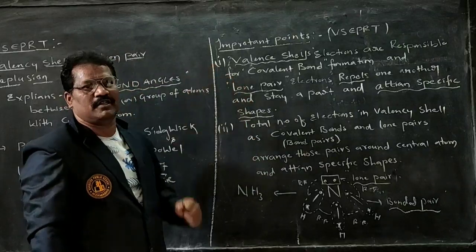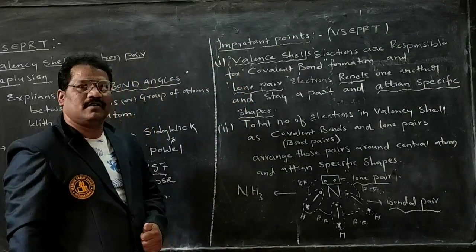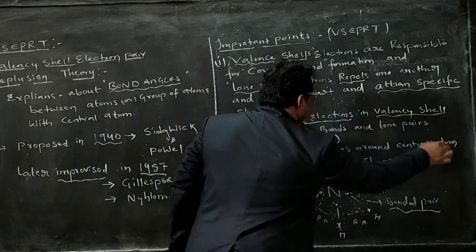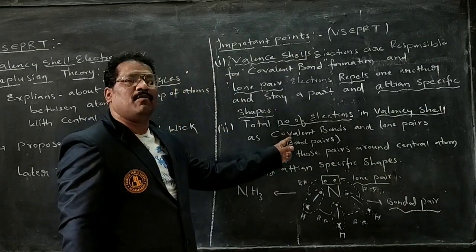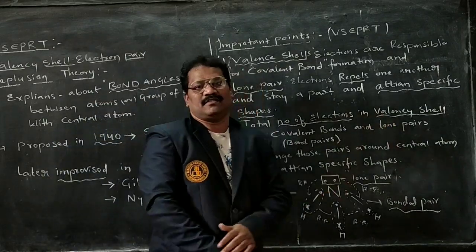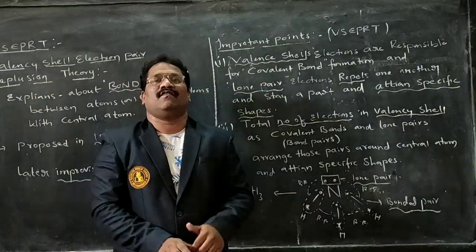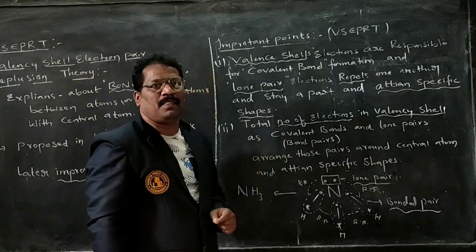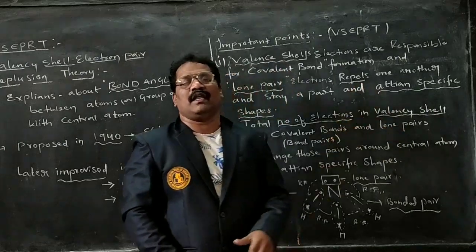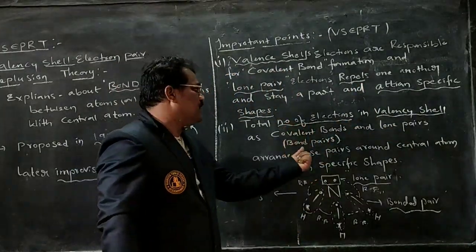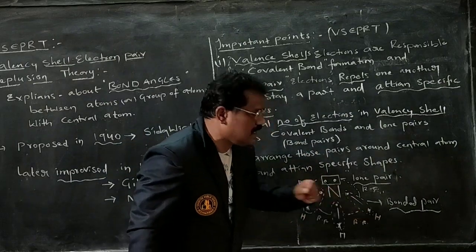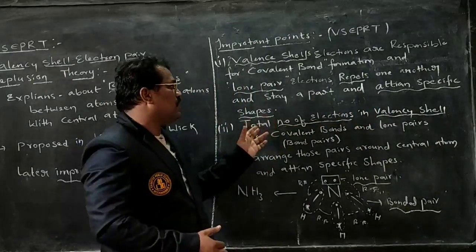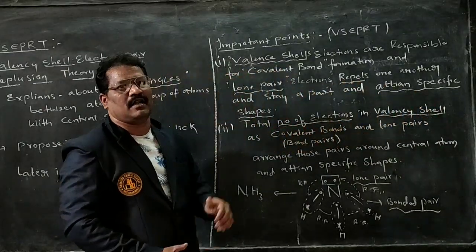That explains the first point. Coming to the second point: the total number of electrons in the valency shell will give us the covalent bonds as well as lone pairs. How many electrons exist in the valency shell represents clearly how many covalent bonds have been formed and how many lone pairs exist. Covalent bond formation is nothing but a bonded pair, as we have already seen. Bonded pairs and lone pairs together give us the total number of electrons in the valency shell.